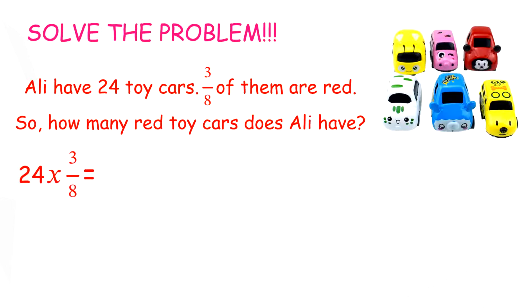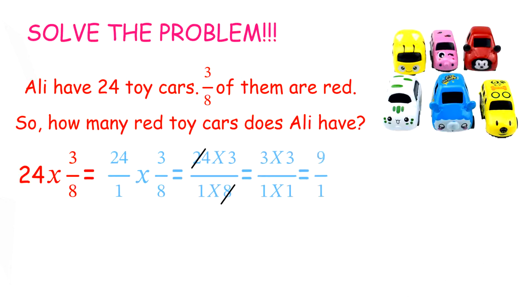Since 24 is an integer, we should write it as a fraction. All integers have a denominator which is 1, so 24 over 1 is our new multiplier. Now we can do this simple multiplication. We should do simplification by 8 to find the answer. 9 over 1 is the result, but the 1 at the denominator is not necessary. In this way, we found the number of red toy cars of Ali, which is 9.